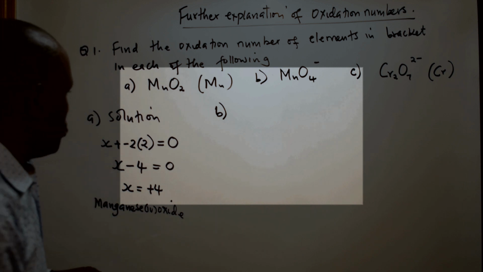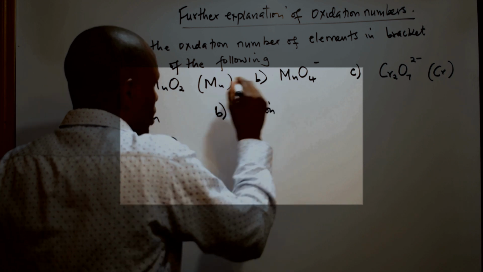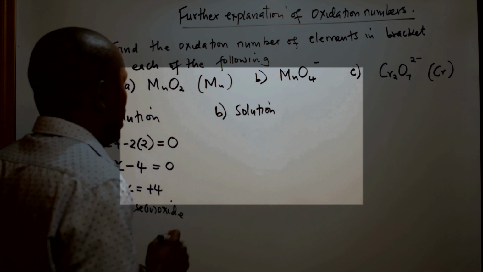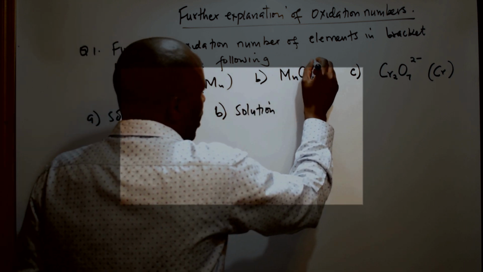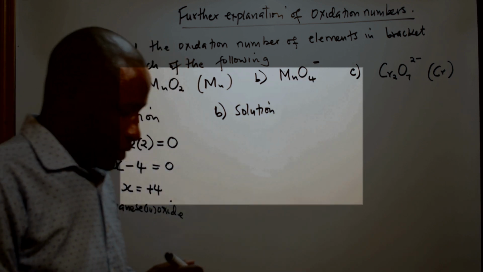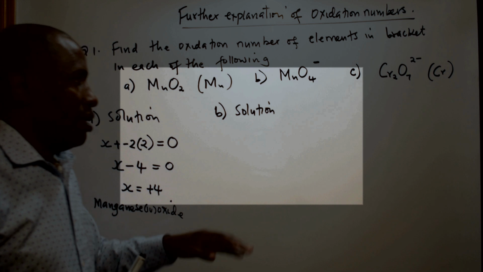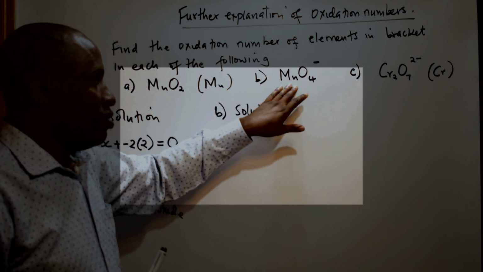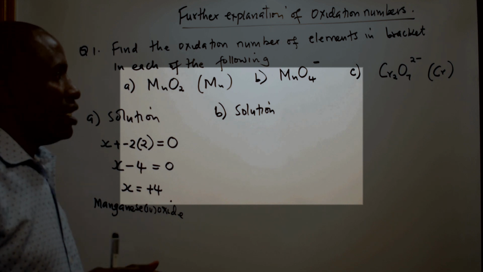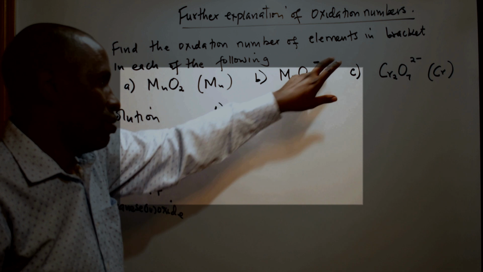Now let me go to B and we think about the solution here. We look at the solution for this. In this case, I'm actually dealing with an ion. Now, as far as our rules are concerned, the sum of oxidation numbers is equal to the charge of this ion.